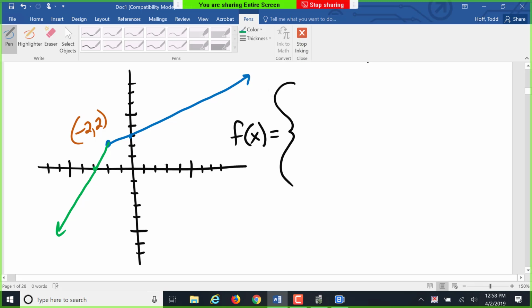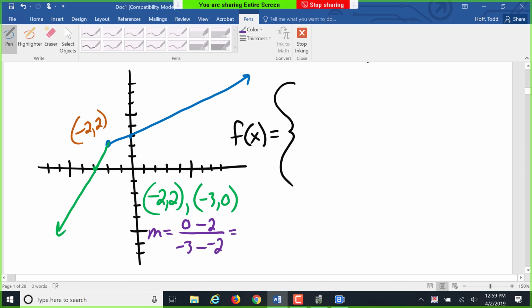So for the green line here, I have two points that it goes through. What are those two points? Negative 2, 2 is given. What else does it go through? Negative 3, 0. So through those two points we can find a slope. Our slope is going to be found by doing what? Zero minus two and negative three minus negative two, which gives us negative 2 over negative 1, or a slope of 2.